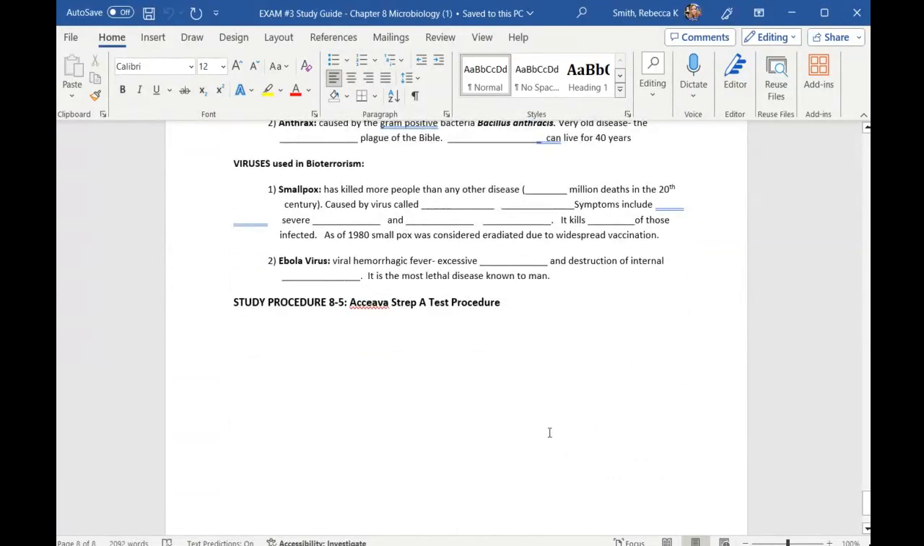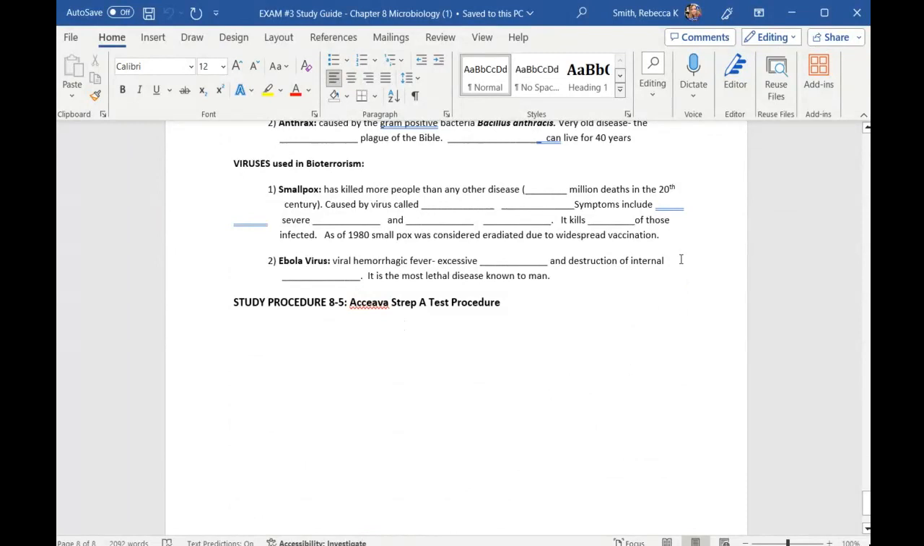Viruses that are used in bioterrorism, smallpox can be one. They do give military people sometimes smallpox vaccinations just in case it's being used. In 1980, it was considered eradicated due to widespread vaccination, but it is stored in certain laboratories around the world, like the CDC. But some other countries have gotten their hands on it somehow, and it can cause severe issues. So, what are some of the things we get from smallpox?